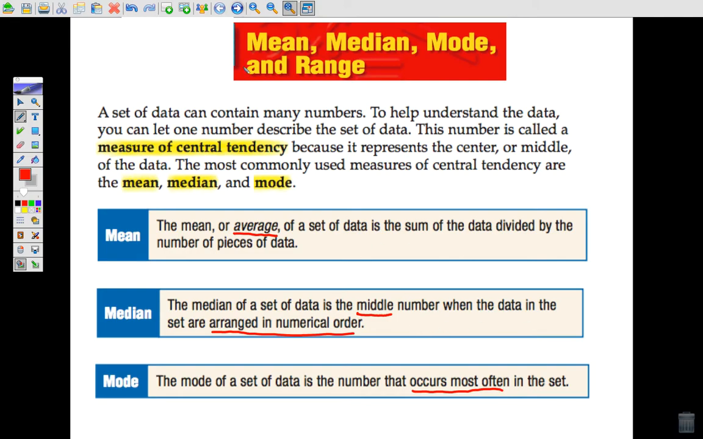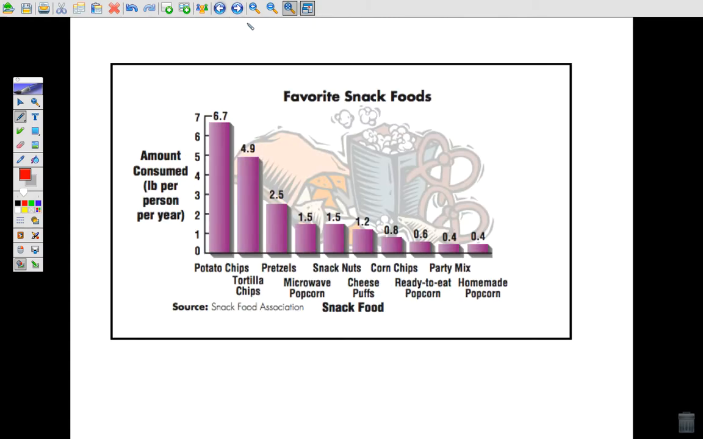Okay, now this should be a review. So let's go through some examples that are already done out for us. I'm just going to walk you through it. So hopefully, if you needed a review, this is somewhat helpful. So we're going to use this information: favorite snack foods, amount consumed per pound, per person, per year. So potato chips, tortilla chips, pretzels, microwave popcorn, snack nuts, cheese puffs, corn chips, ready-to-eat popcorn, party mix, and homemade popcorn.